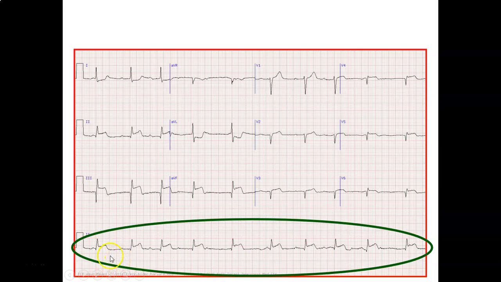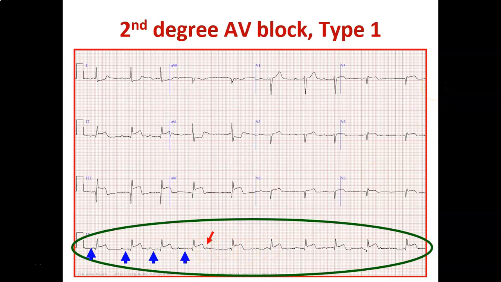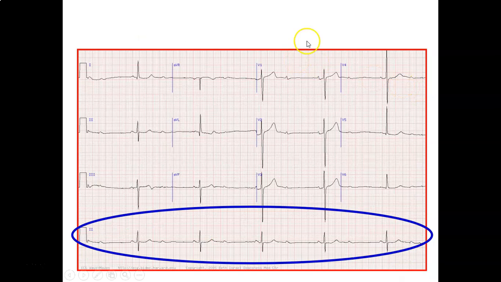It's narrow complexes, then PR interval. It's here normal. It's prolonged, more prolonged than this P. Then this P is not followed by the QRS complex. So this is your Wenckebach phenomenon. This type of block is called second degree AV block type 1. Look at this one.